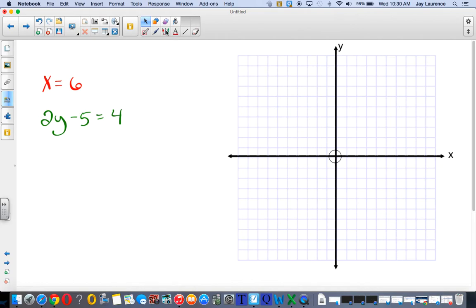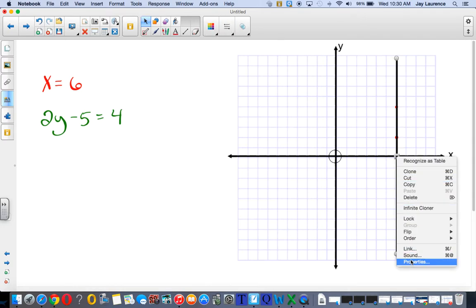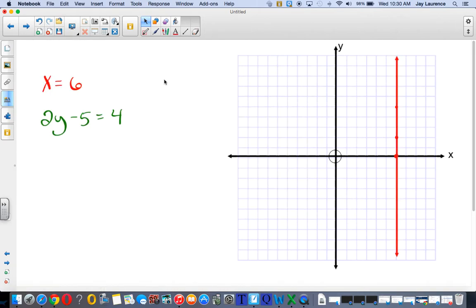Here's another one. Go ahead and try to see if you can do this one on your own. All right, this one here, the red one, x has to be 6. 1, 2, 3, 4, 5, 6. 6, 0, 6, 2, 6, 5, I think. 3, 4, 5, yeah. That's going to be a vertical line. How do I know that? Because x has to be 6 no matter what. There's no other possibility. The equation says x equals 6. x must be 6. Can't be anything else. All right, properties. I'll make it red, and there we go.